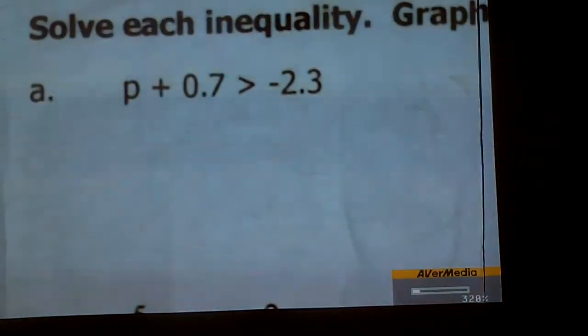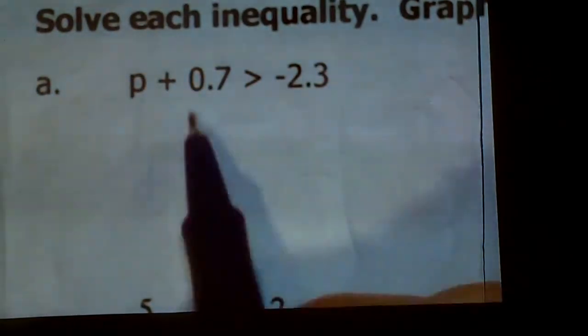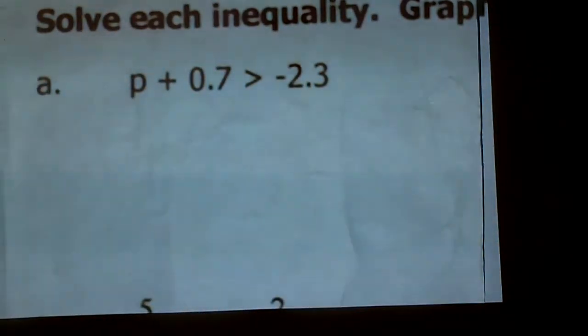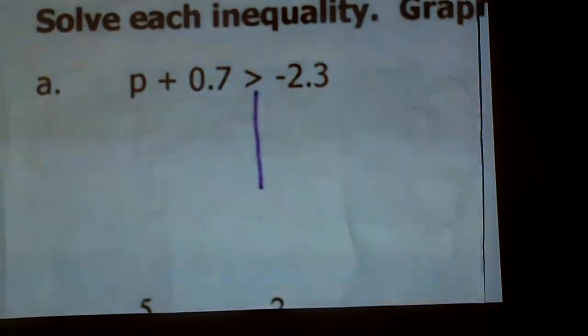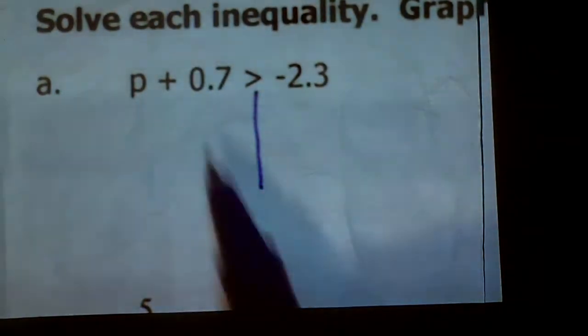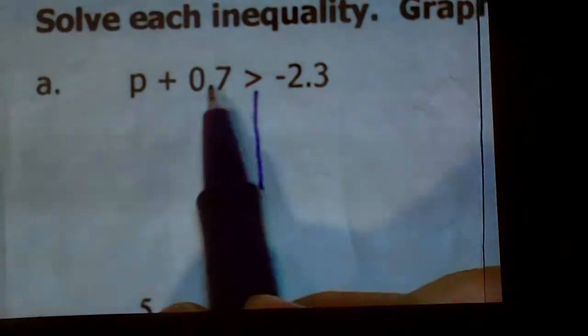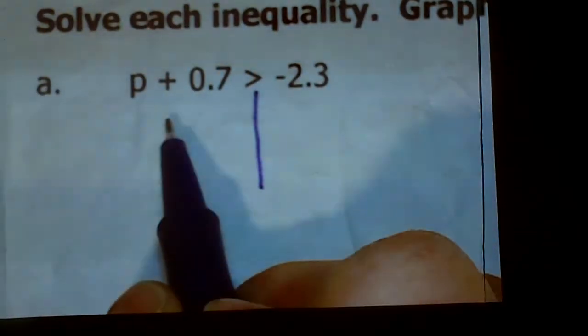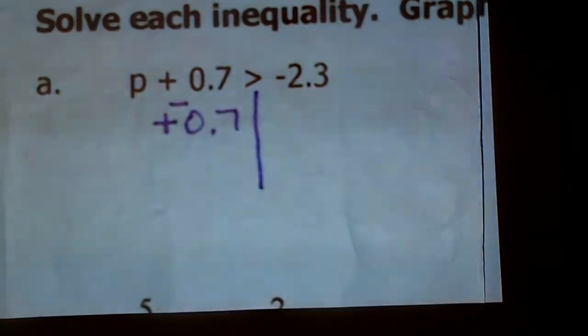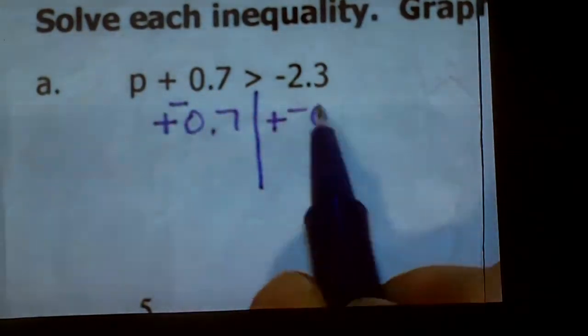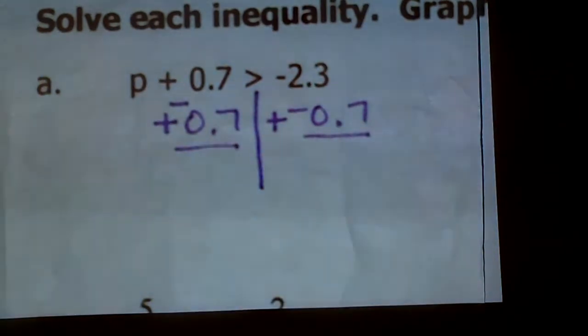Let's zoom into this first example here. It says p plus 7/10 is greater than negative 2 3/10. So I'm going to draw my line down from the inequality symbol. And just like normal, you want to get rid of this 7/10 that's being added. So you may look at this as subtracting 7/10 or adding the opposite. Either one is correct. They mean the same exact thing.